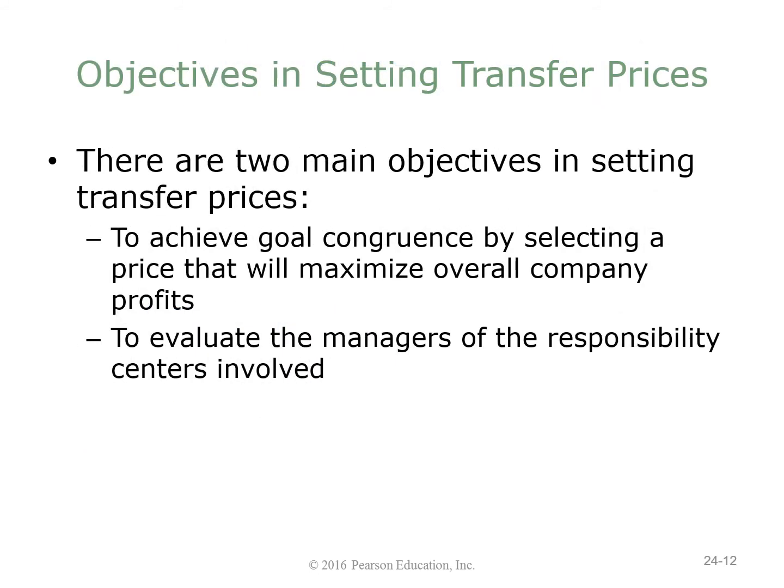What is the main objective of setting transfer price? Because all of those departments are included inside the company. It is owned by the same company. Why should I set a transfer price? We have two main objectives in setting transfer prices. First, to achieve goal congruence, which is selecting a price that will maximize the overall company profit.